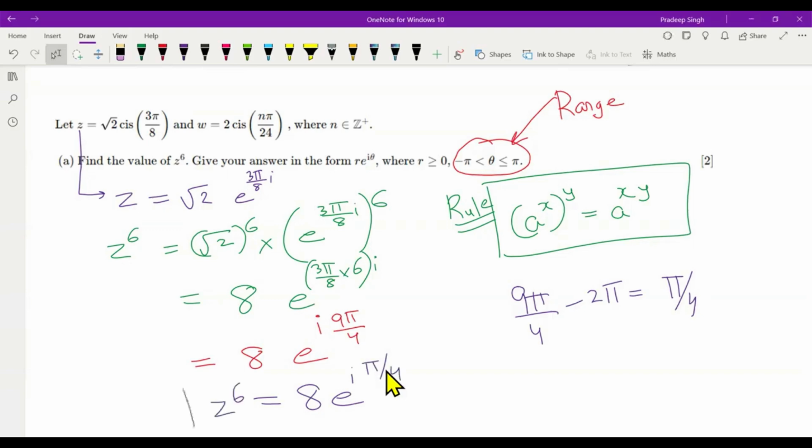This is z to the power 6. So write it down. It's pretty straightforward. First, converting into the exponential form and taking the sixth power. All right. So just tell me once you're done writing, we'll move to the B part.